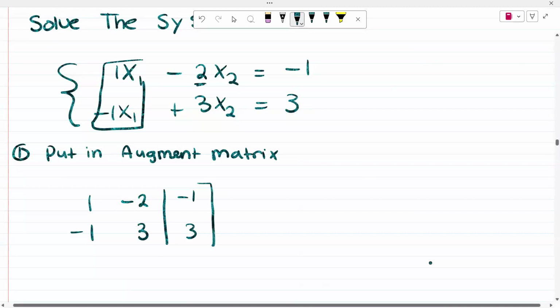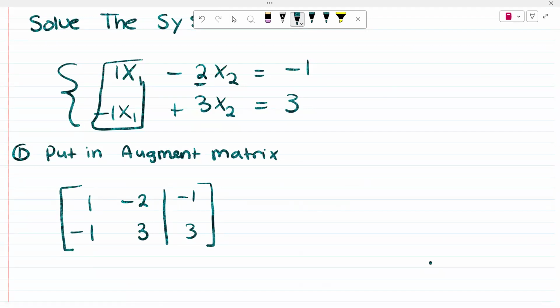I also forgot to add, when you do these problems, your work might be different from your teacher's work or your friend's work. That's perfectly fine because there's more than one way to do this, right? But the answer should be the same.